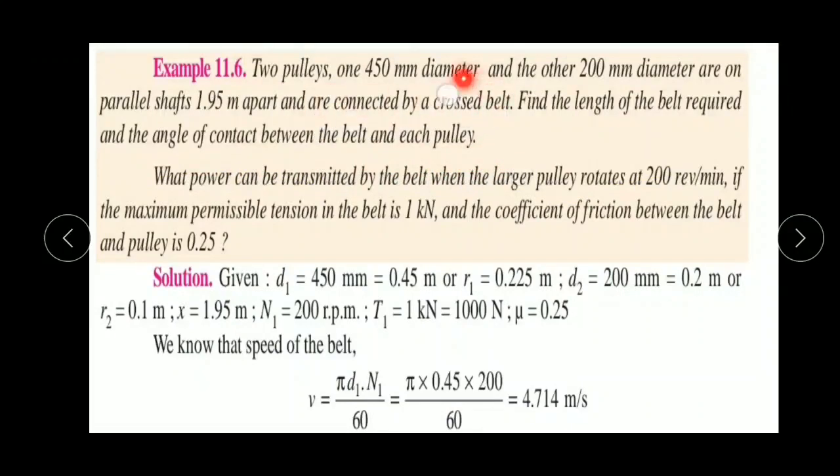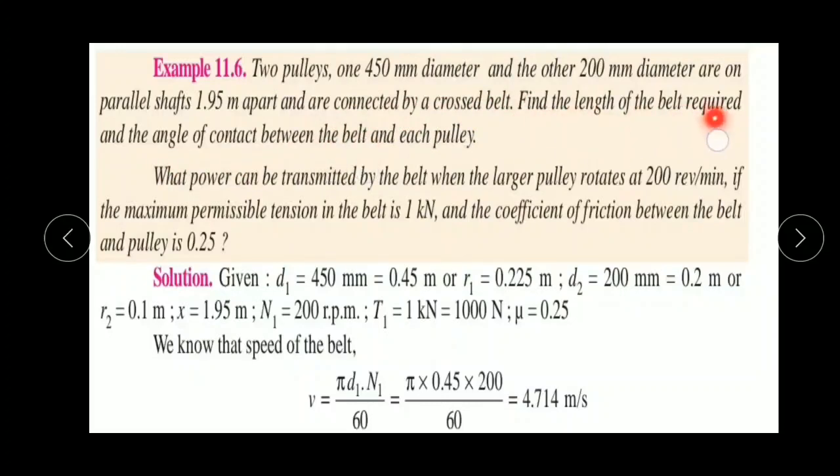Here two pulleys are arranged on two parallel shafts. One pulley has a diameter of 450 mm and the other 200 mm, and the distance between the centers of these pulleys is 1.95 meter, and it is connected by a crossed belt. Be careful, it may be an open belt or a cross belt. It is a cross belt. Find the length of the belt required and the angle of contact.